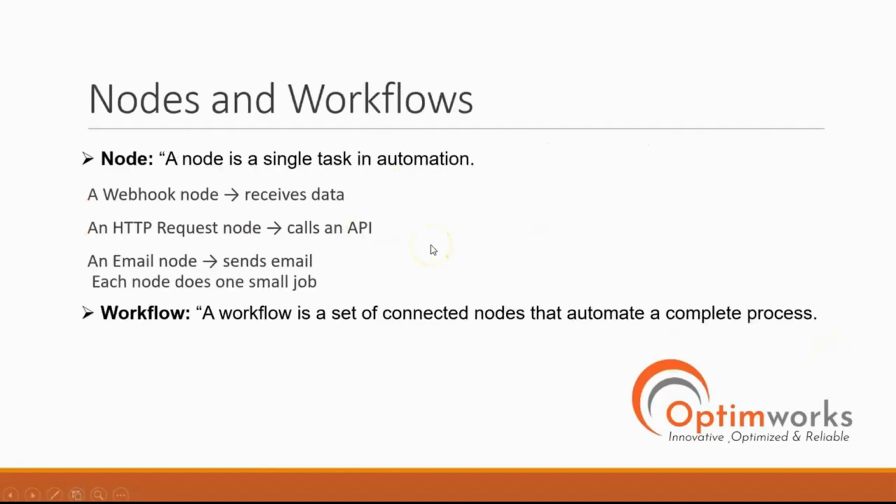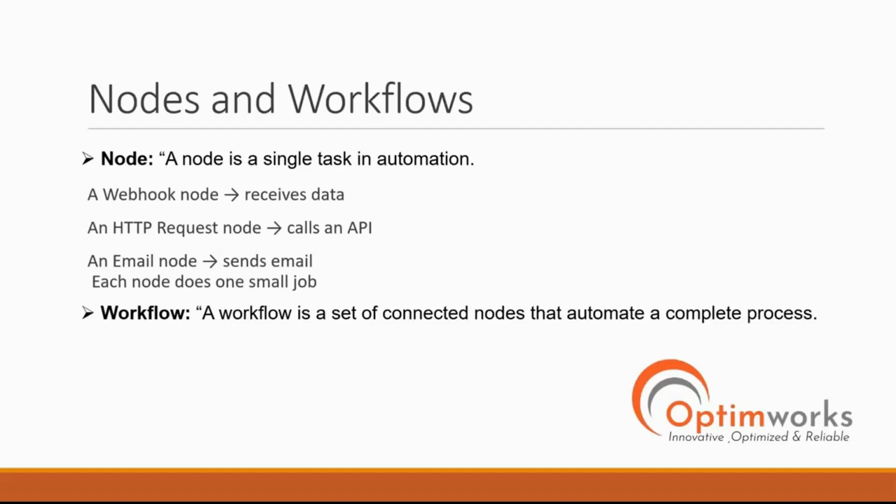So here in n8n, we'll be having nodes and workflows. A node is a single task in automations. Each and every node has its own job to do. For example, the email node is used to send an email. The HTTP request node is used to call an API. And the webhook node is used to receive data. We'll also have different kinds of nodes, like Jira to create a Jira ticket and get the details.